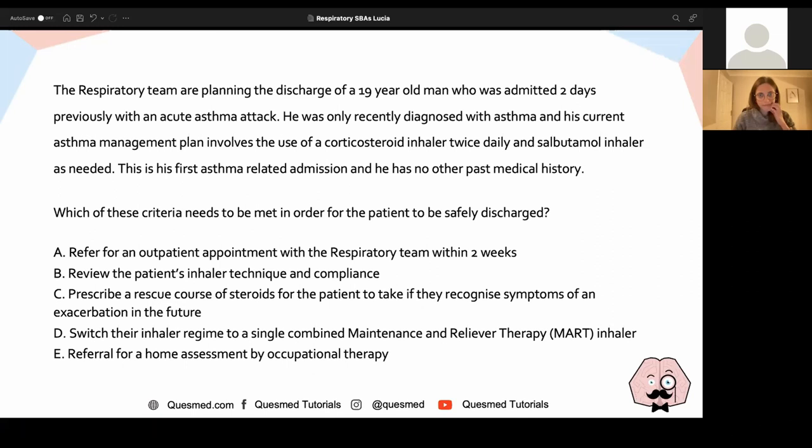Very good. Yes, absolutely. Seems so unimportant, but actually checking a patient's inhaler technique and compliance is absolutely key when someone's had an asthma attack. And in fact, that will be the answer most of the time as to why someone has become unwell if they have diagnosed asthma, unless it's a new diagnosis.